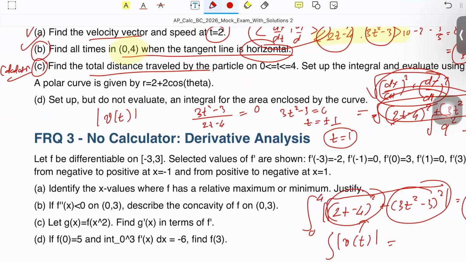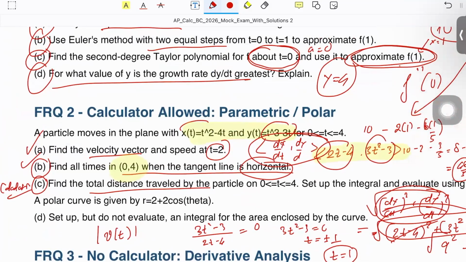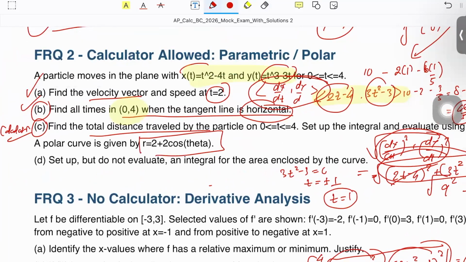Okay, the polar curve. So let's do the next one. Stop me anytime for any question, okay? So for the polar curve they give you r equals 2 plus 2 cosine theta. Now you just need to set up, but do not evaluate.